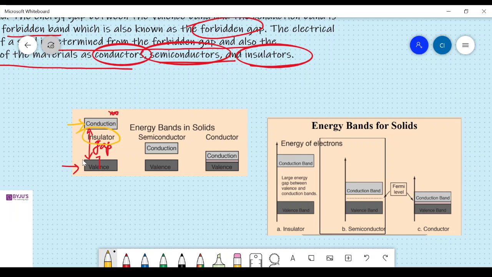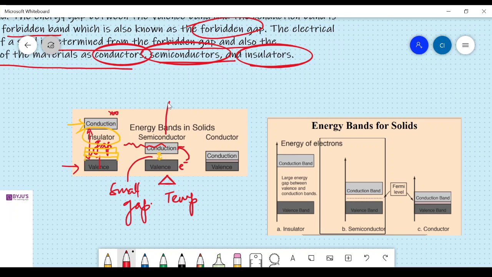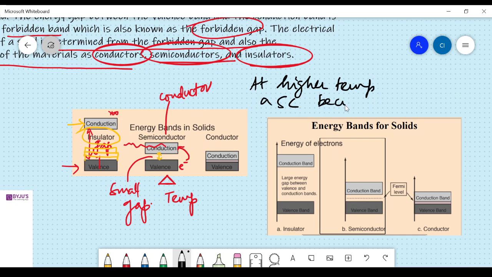Then what happens is that you fill up more and more electrons, and the buildup of valence electrons increases. As it increases, the conduction band and the valence band shorten up. This is a small gap. Now if you raise the temperature by some amount, some heat, the electrons can flow from the valence band to the conduction band. When they flow to the conduction band, they are free to move, and the semiconductor becomes a conductor. So at higher temperature, a semiconductor becomes a conductor. That is the most important point that you have to write. At higher temperature, a semiconductor becomes a conductor.